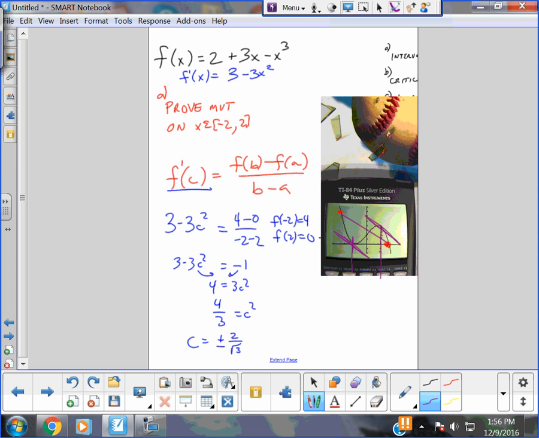I'll go to the entire page. And a nice little problem to show the mean value theorem. Again, instantaneous rate of change equals average rate of change.